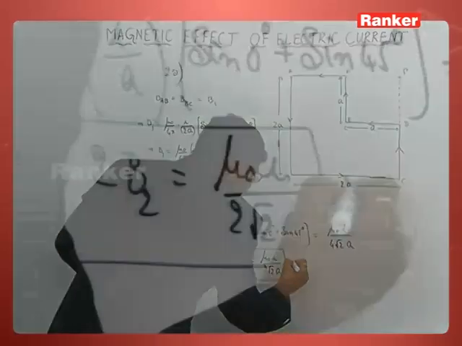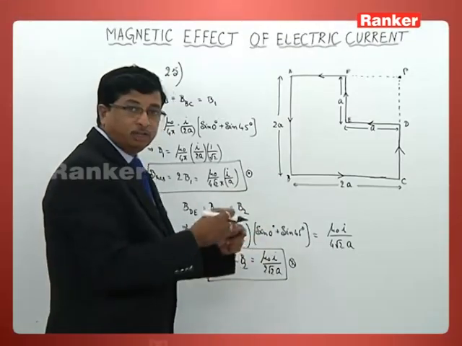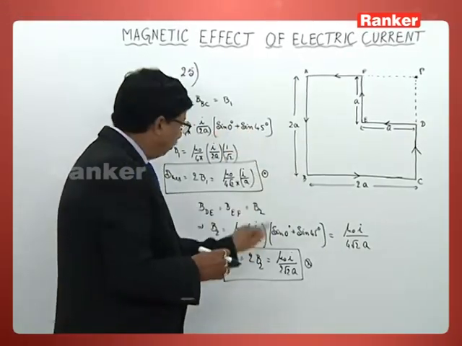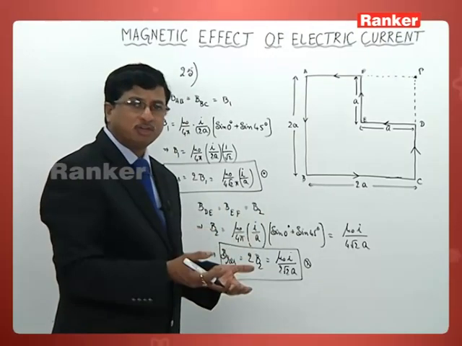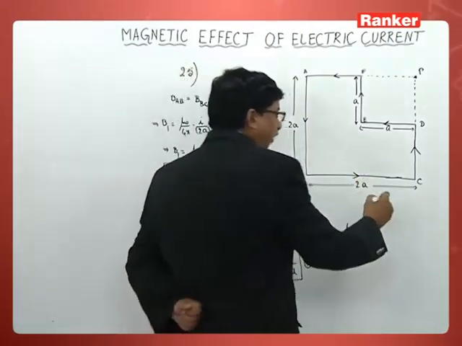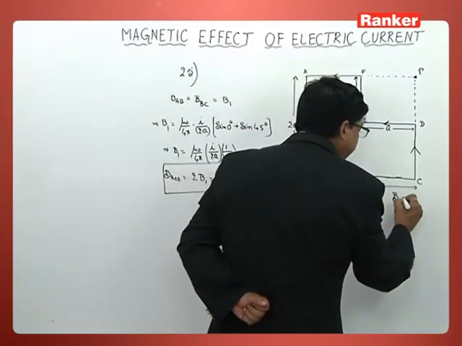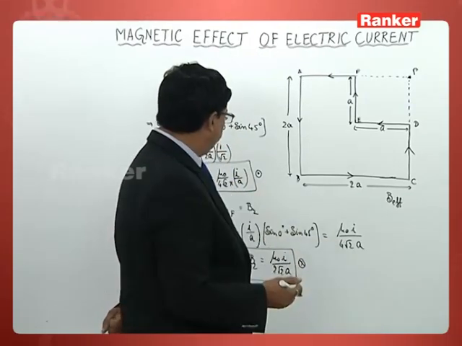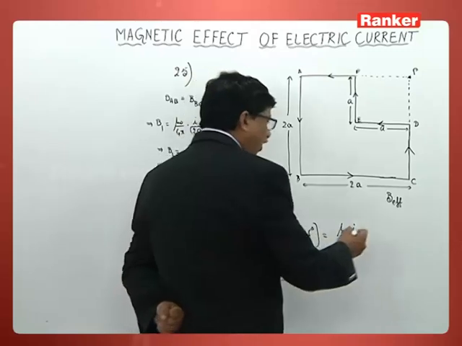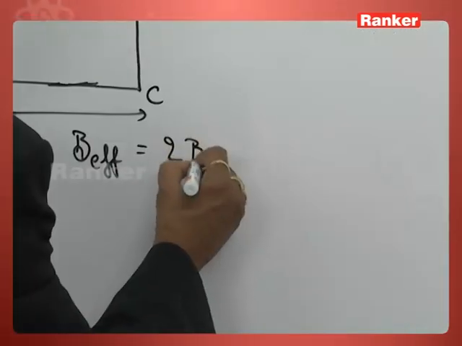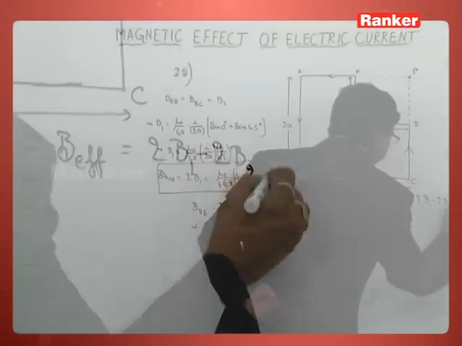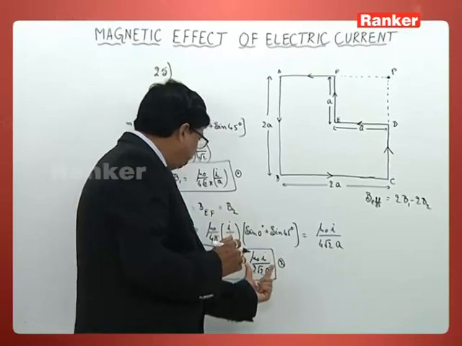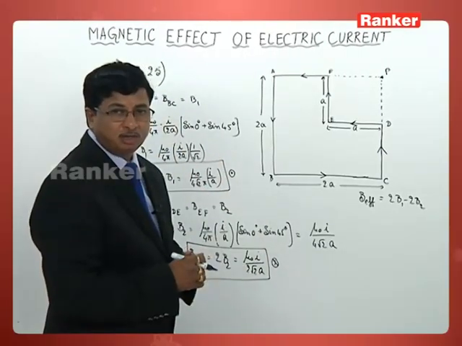What is its direction? Direction is into the board. Now you can see one is outside, one is into the board. Both are opposite. Then how do we get the effective magnetic field? Effective magnetic field means a very simple concept you can understand straight away. It is now 2B1 minus 2B2. That's all. This is 2B1, this is 2B2, subtract one from the other.